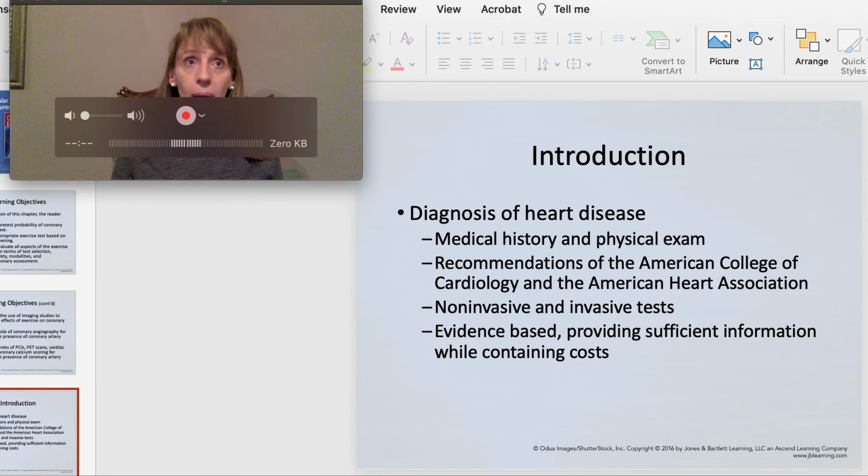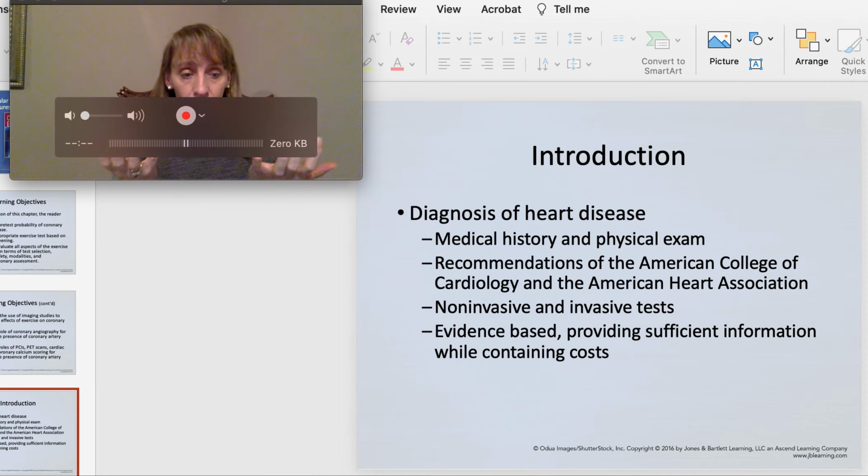Okay, so when we think about what we've gone through in the last couple of chapters about structure and function and physiology, we want to now look at how heart disease happens, right? So when you're, as an exercise physiologist, taking in a client for the first time, we're looking at their medical history, giving them a physical exam, and following the recommendations from the American College of Cardiology, that's one big one, right, the ACC, and the AHA, the American Heart Association.